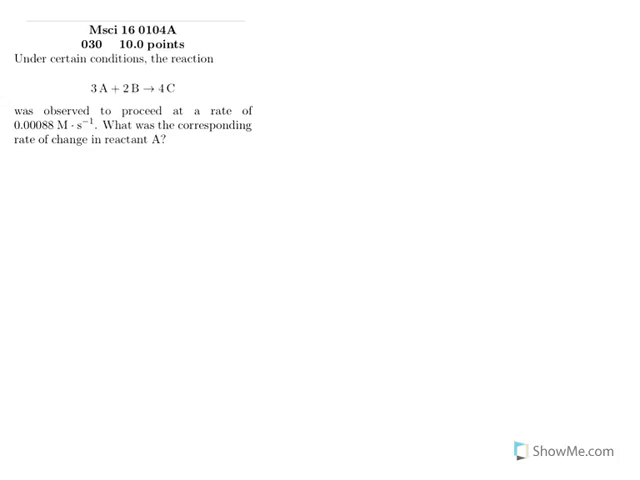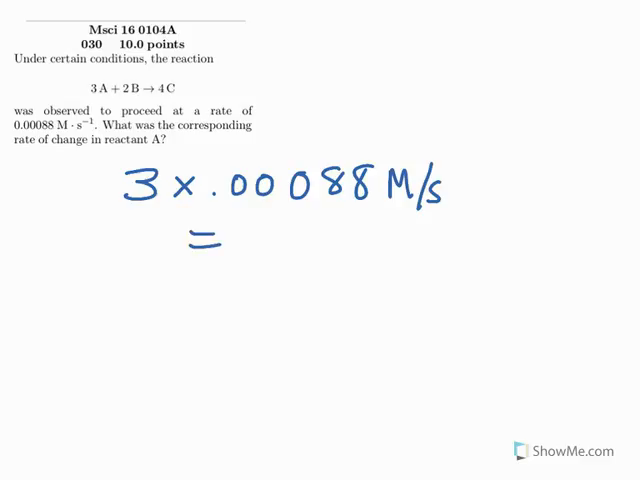So in this case, it's really easy then to figure out what the rate of each thing would be. And here it wants the corresponding rate of change in A. We have a coefficient of 3 for A in there, and so we would just multiply the rate that they give for the reaction by 3. All right, and that's going to give us 0.00267.